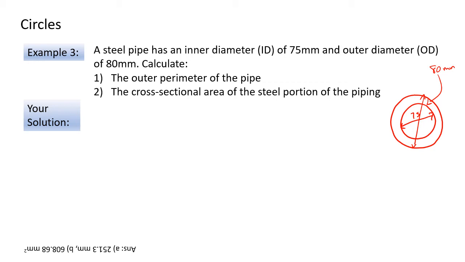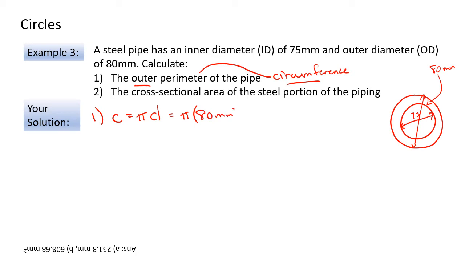So our first question is the outer perimeter of the pipe. So that means the perimeter, the outer diameter. Okay, remember, perimeter in this case is the same as circumference. Okay, circumference is specifically as it relates to circles. So for 1, the circumference is equal to simply pi times d. In this case, it's pi times our diameter, the outer diameter, right? Because that's what it's asking for, which is 80 millimeters. And if you calculate that out, you get 251.3 millimeters.